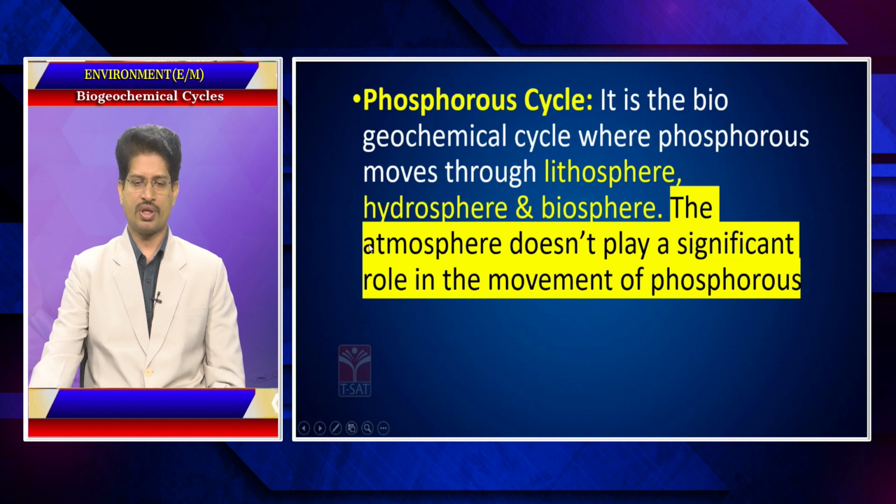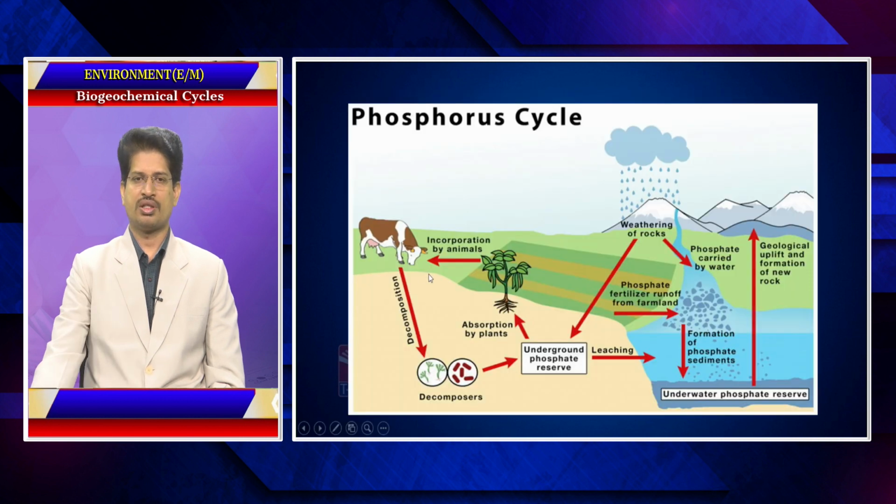Next is the phosphorus cycle. It is the biogeochemical cycle where phosphorus moves through the lithosphere, hydrosphere and biosphere. In this context, phosphorus does not enter the atmosphere. Out of the different spheres in the phosphorus cycle, there is no involvement of the atmosphere, because the phosphorus is embedded in the rock in the lithosphere. So, this is how the phosphorus cycle happens.